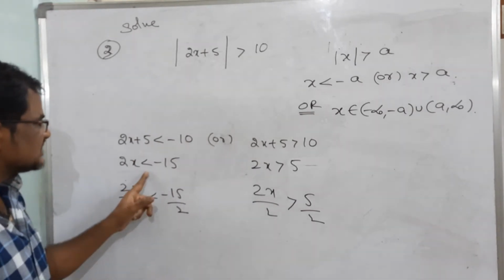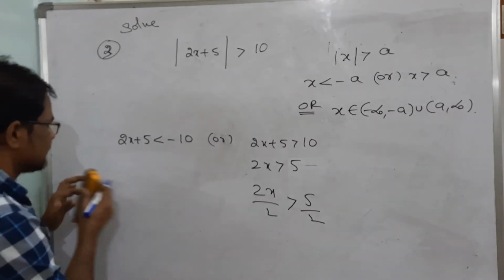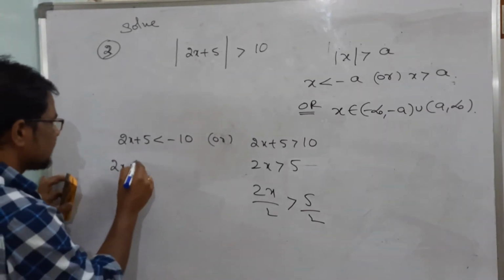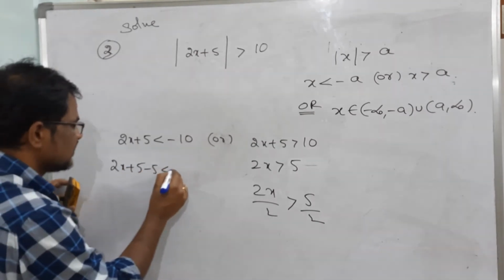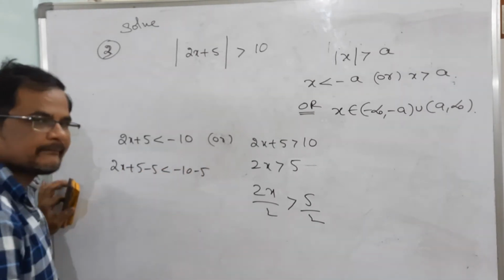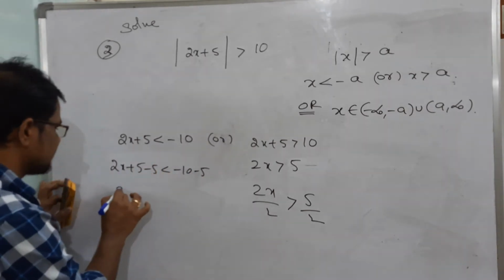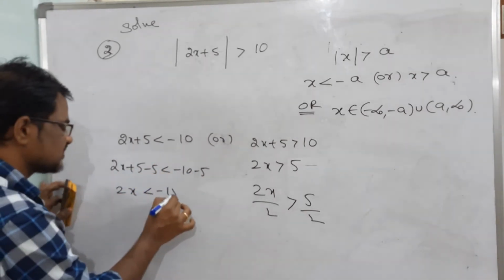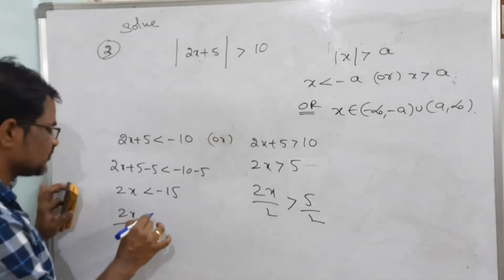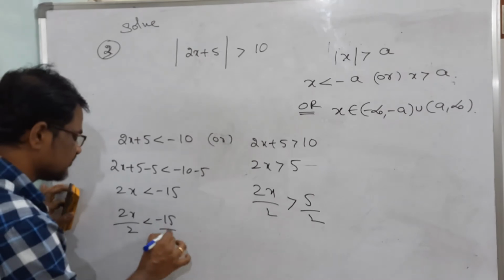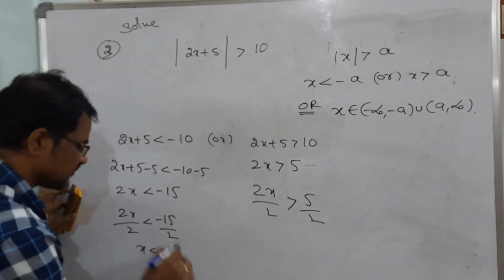2x less than, so if you take that side, otherwise you can do like this also. See, 2x plus 5, to avoid this 5, plus 5, so minus 5, here also 10 minus 5, here also minus 5, here also minus 5. So here minus 5 plus 5 get cancelled, 2x less than minus 15, and dividing 2x by 2, a positive real number, less than minus 15 by 2. So x less than minus 15 by 2.